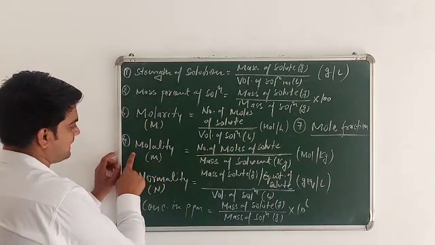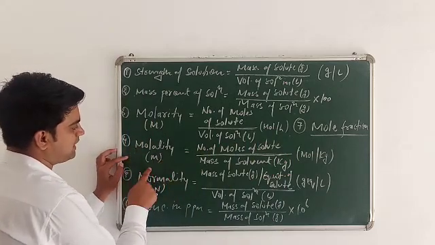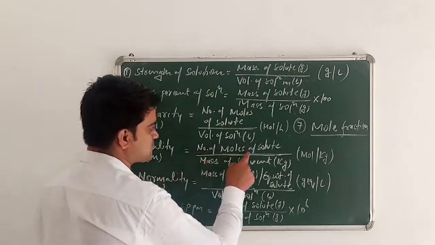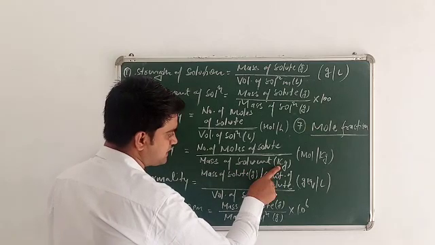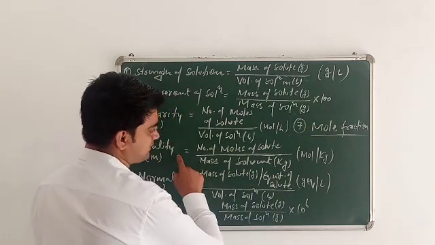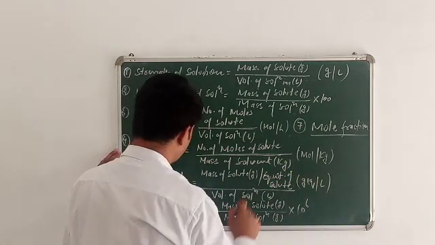Next, molality. Molality is denoted by small m, and its formula is given here: the number of moles of solute upon mass of solvent in kilogram, and the unit of this term, that is the molality, is mole per kilogram.